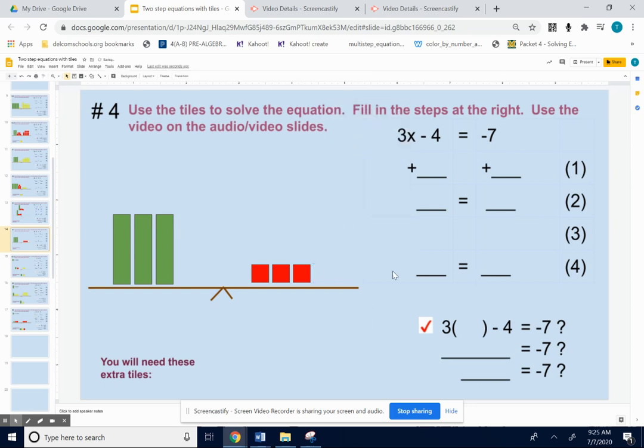Okay, so you should have typed in add 4 to the left, add 4 to the right, and then you're ending up with, after you take all the 0 pairs out, 3 x's on the left and negative 3 on the right. Okay, go ahead and do the last step. Okay, split things up equally. Show me the step that you did on row 3, and then on row 4, type in what you get.